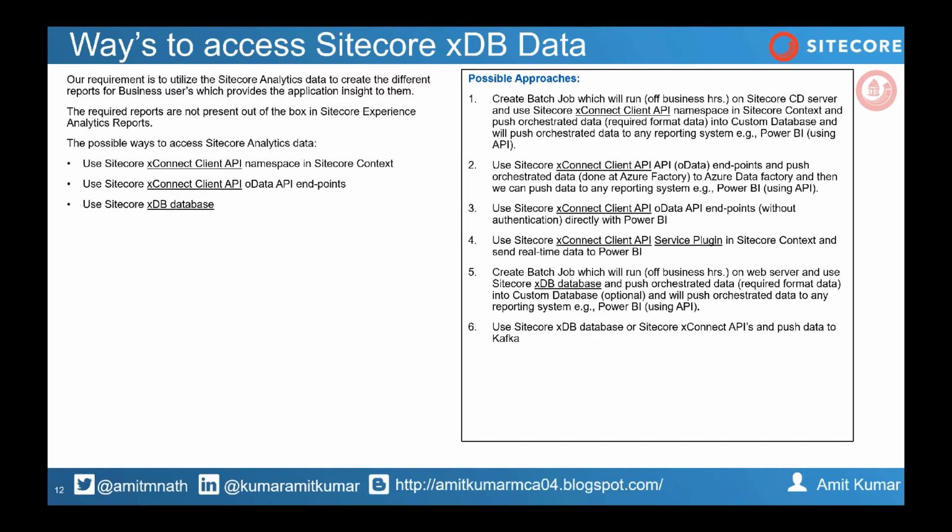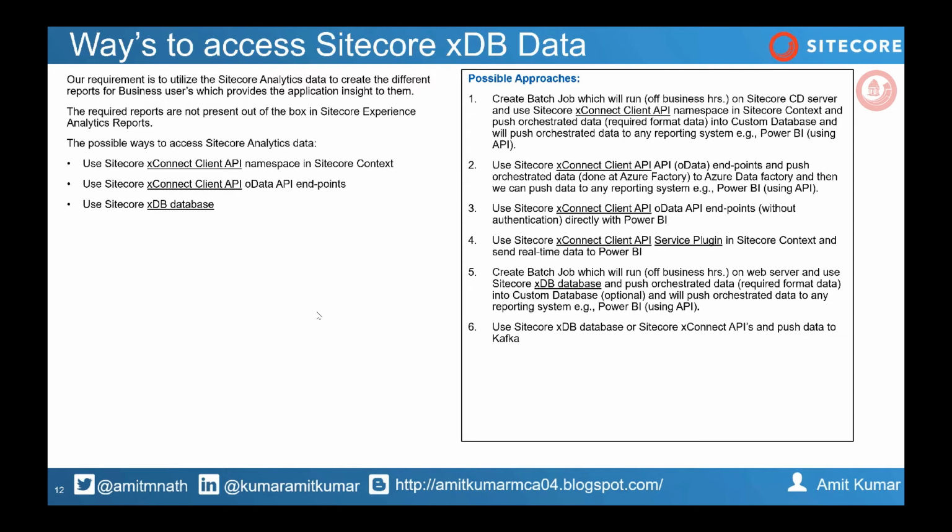One is that you can create a batch job which will run in off business hours. That batch job generally needs to run on the CD server, and it will use the XConnect client API namespaces and access the data, because the Sitecore XConnect client API provides you a search functionality also. You can get all the contacts from your system based on any of the data you want. And once you have a contact, you can get all their history from the system. That is one way.